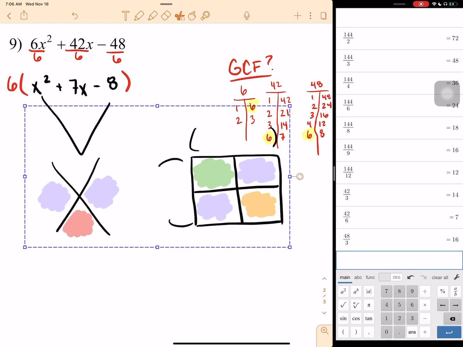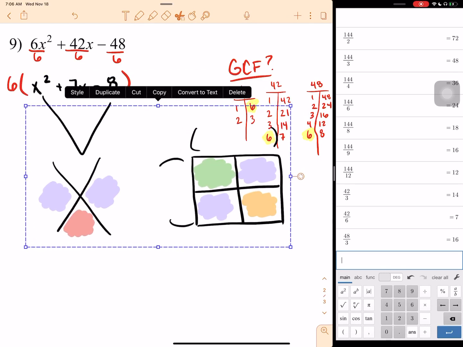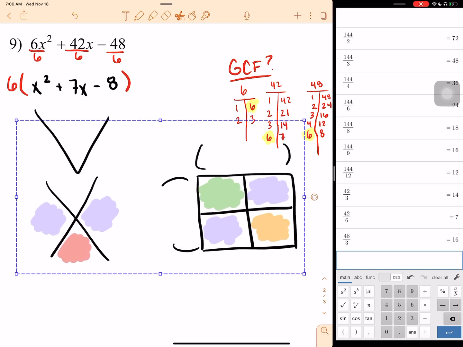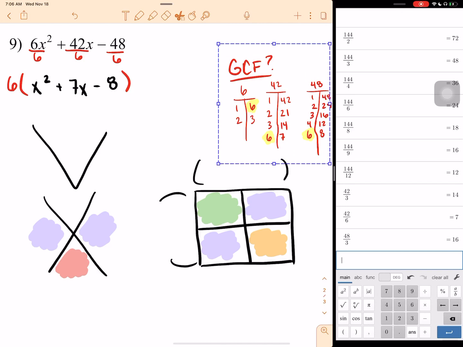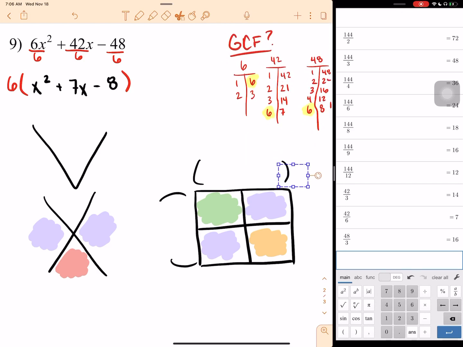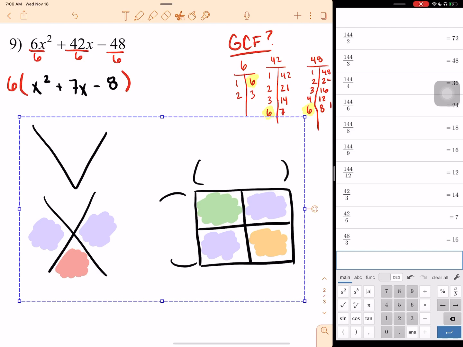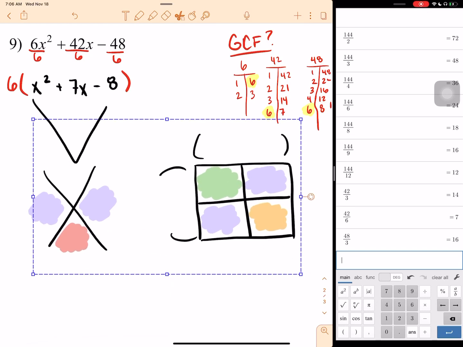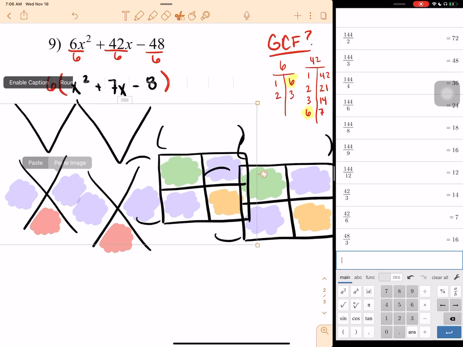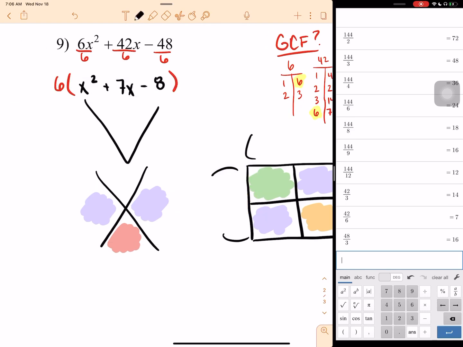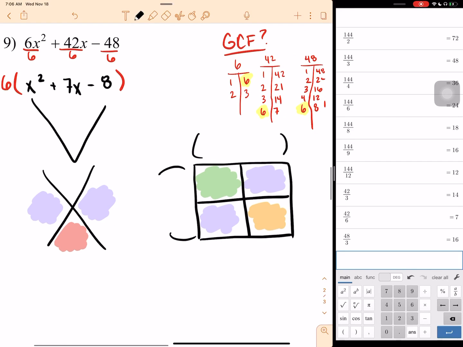So here, if I'm going to set this up, let me make that a little bit bigger. I need to move a few things real quick. Let's move this up. There we go. Okay, that's much better. All right, so x squared times negative 8 is negative 8x squared. The 7x goes on the bottom.